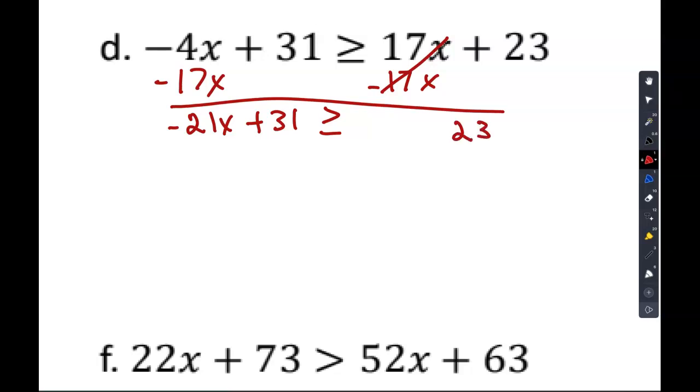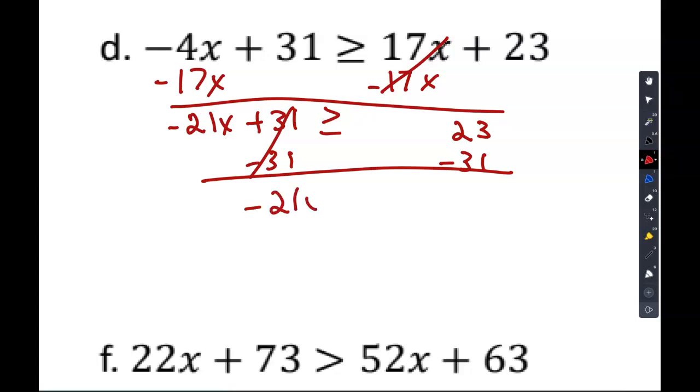Now I'm going to move the numbers to the right, do the opposite of add 31 and subtract 31 on both sides. And that's going to get me, this 31 is going to cancel out, negative 21x greater than or equal to 23 minus 31, which is negative 8.